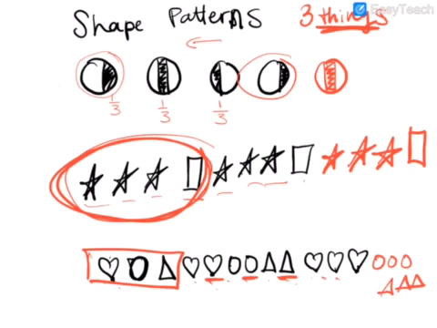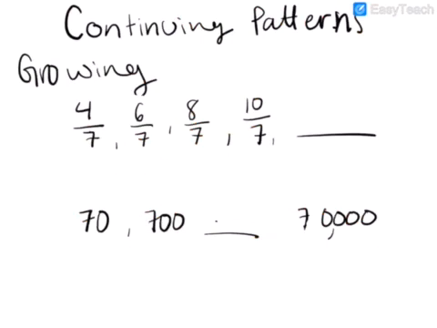The same thing happens with number patterns. In number patterns, there are 2 ways that it could go. It could grow, or it could shrink. We're going to talk about growing first. When it grows, as the pattern goes on, we get bigger numbers.